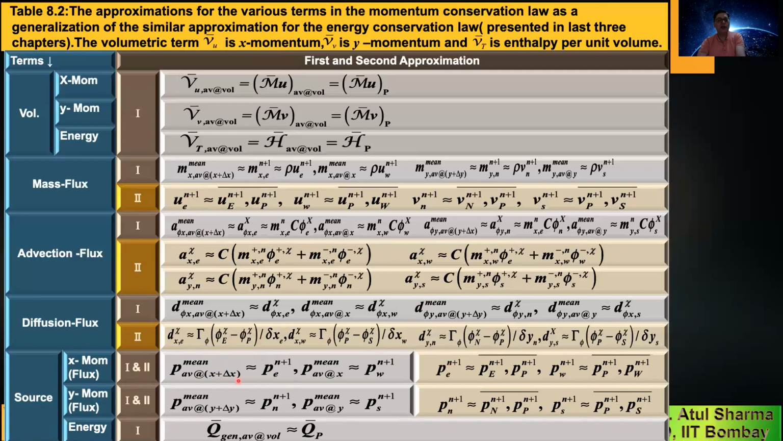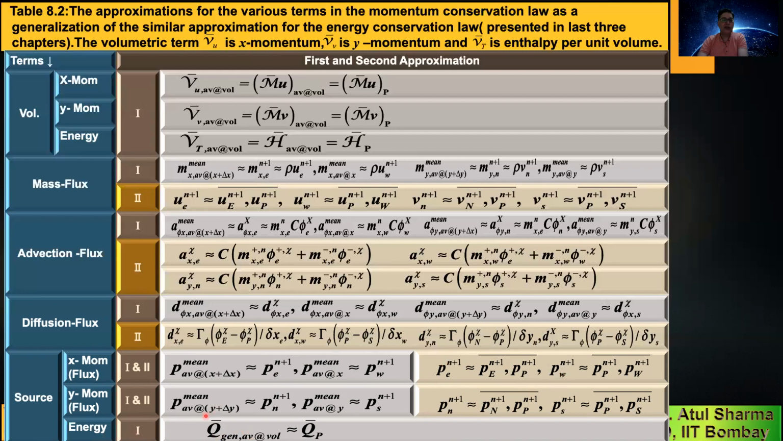We express the average at various surfaces by the value at the centroid of the surface, and the mean we express in terms of the implicit value. The mass flux and the pressure are expressed implicitly. We don't use the explicit or Crank-Nicolson scheme. This is the first approximation, and the second approximation for pressure is a linear interpolation.